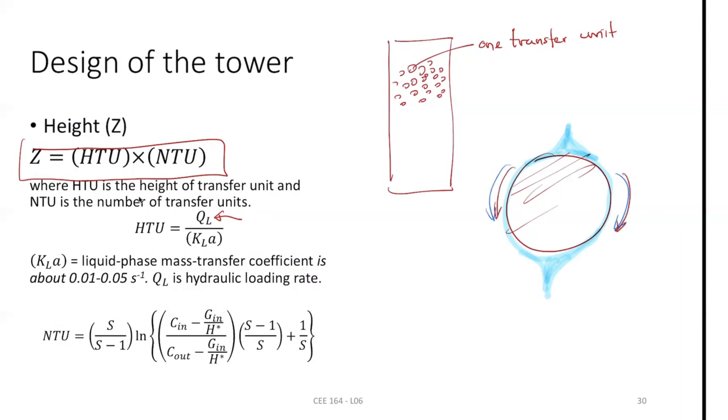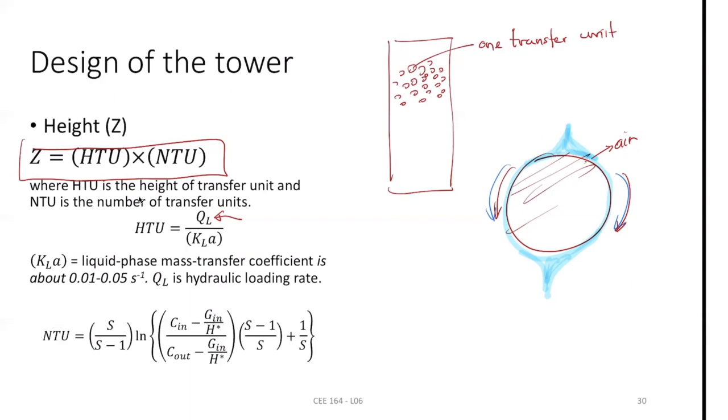As the water moves, the pollutants will transfer to the air. So this is air, right? The pollutants will move towards the air. So you are looking for that transfer rate at that unit. KL is the liquid phase mass transfer coefficient, which is given as 0.01 to 0.05 per second. So it's a first order reaction rate. That means it's removing within that time frame.